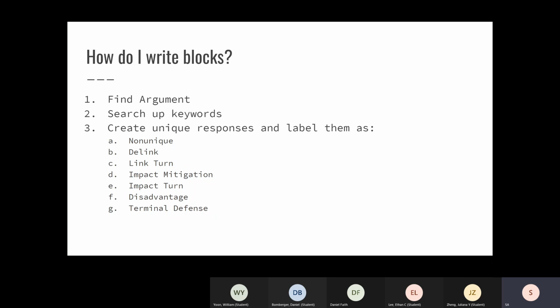And then you're going to try to make as many unique responses under these arguments as you can. So let's say under innovation, you don't want to just have one or two rebuttals to their case, because first of all, you have 4 minutes and you really do want to fill up all of the 4 minutes of your rebuttal time, but also the fewer responses you have, the easier it is for them to respond to your arguments.